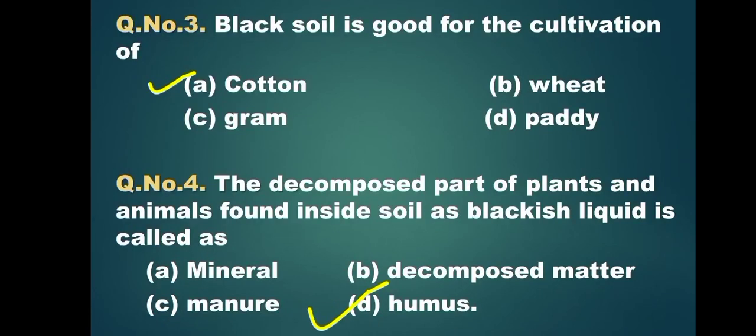Question number 3: black soil is good for the cultivation of, the options are cotton, wheat, gram and paddy. The right option will be option A, that is cotton. All of you know that black soil is very fertile for the cotton crop. Next question, that is question number 4. The decomposed part of plants and animals found inside soil as blackish liquid is called as, the options are mineral, decomposed matter, manure, humus. The right answer is humus.